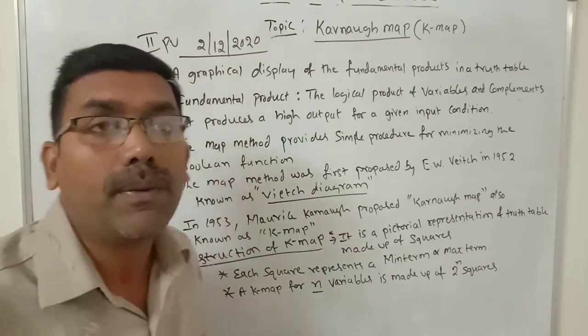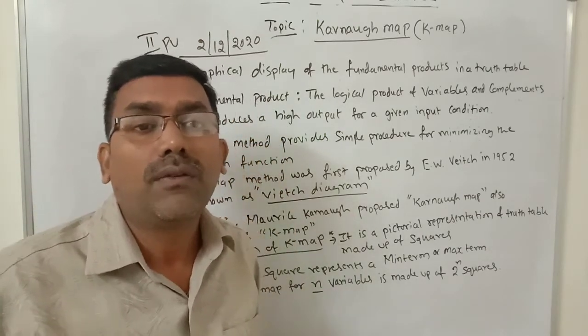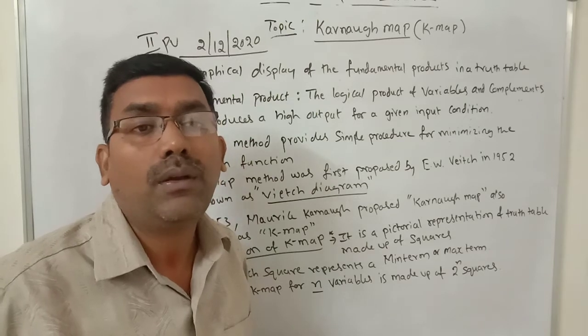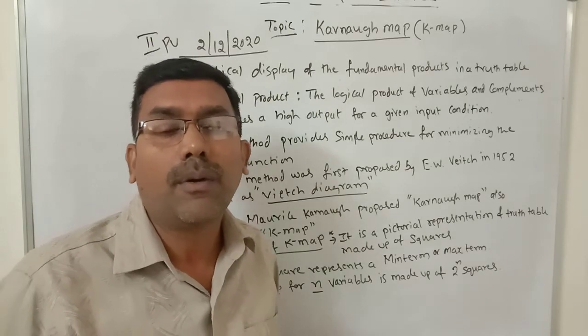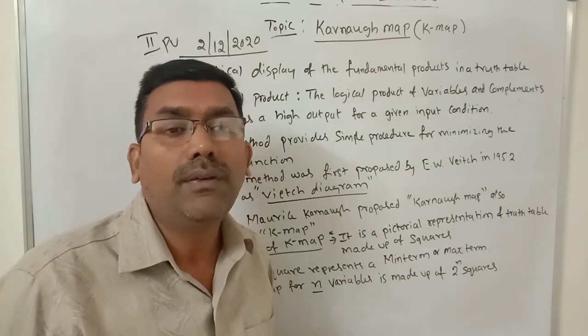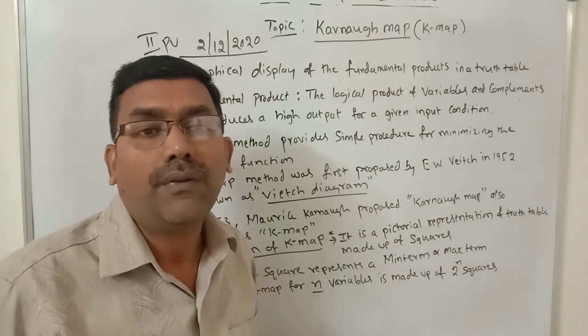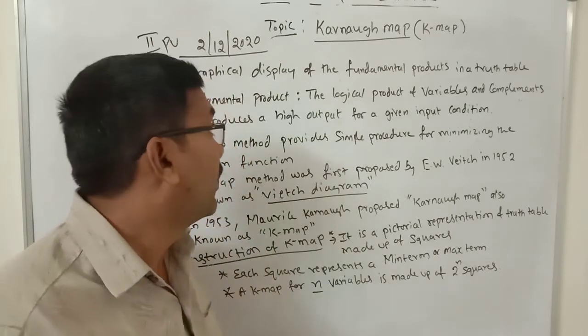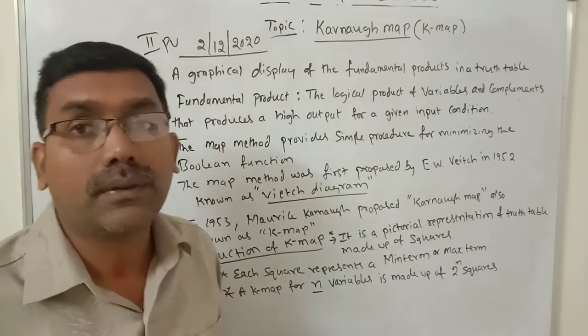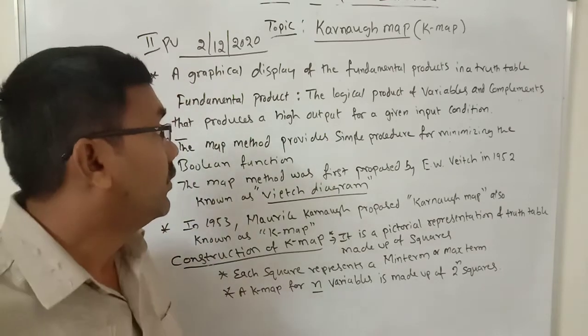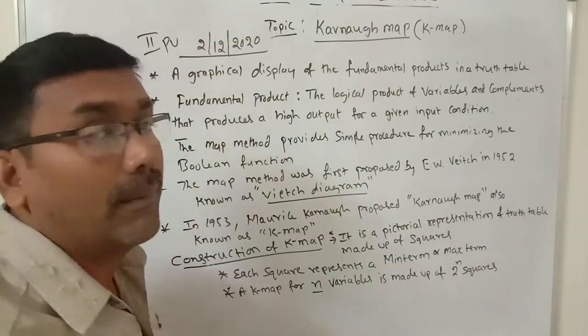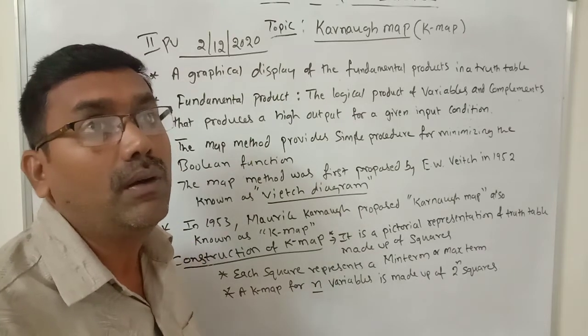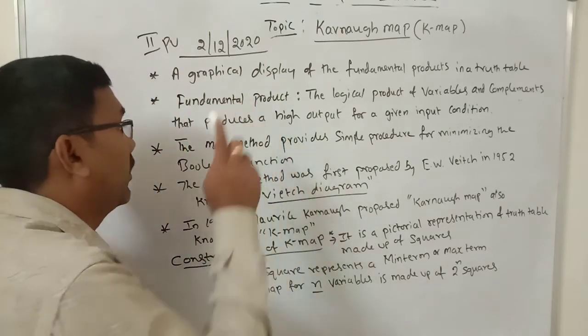Sum of product SOP expression ಬರುತ್ತೆ. Output is always equal to 1, true. POS ಅಲ್ಲಿ ಏನಾಗುತ್ತೆ? Product of sum ಅಂದ್ರೆ the output is always equal to 0. If the output is 1, ಅದು fundamental product. If it is a 0, ಅದು fundamental sum. Sum of product ಅದು, product of sum ಇದು product of sum ಅಲ್ಲಿ ಬರುತ್ತೆ.